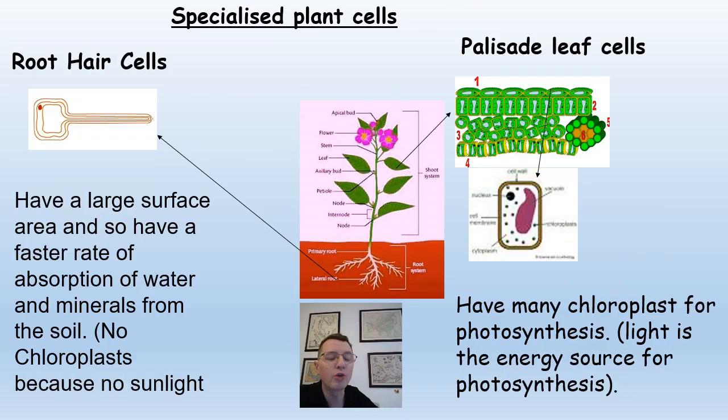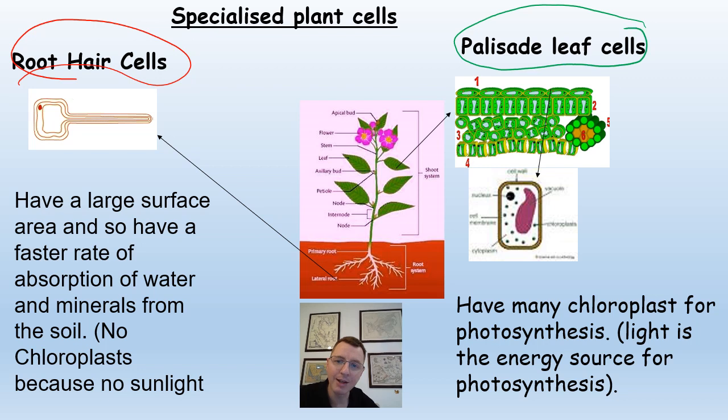But of course, plants also have specialised cells. The main two that you need to know in this particular unit are the root hair cell, which have a very large surface area, so they have a faster rate for absorbing water and minerals from the soil. They're also adapted because they do not have chloroplasts. There is no sunlight in the soil, so it is a waste of energy for the plant to have chloroplasts in the root hair cells.